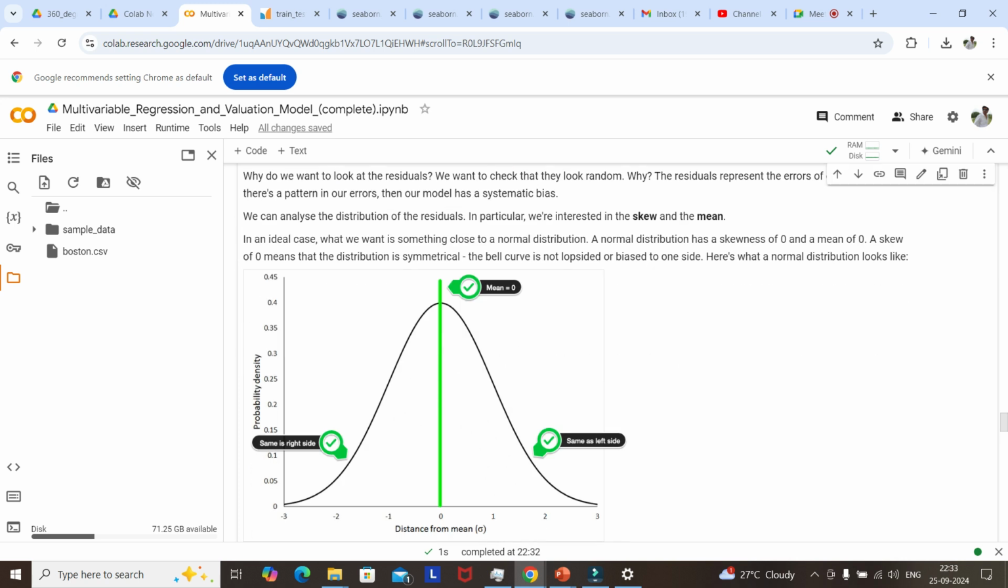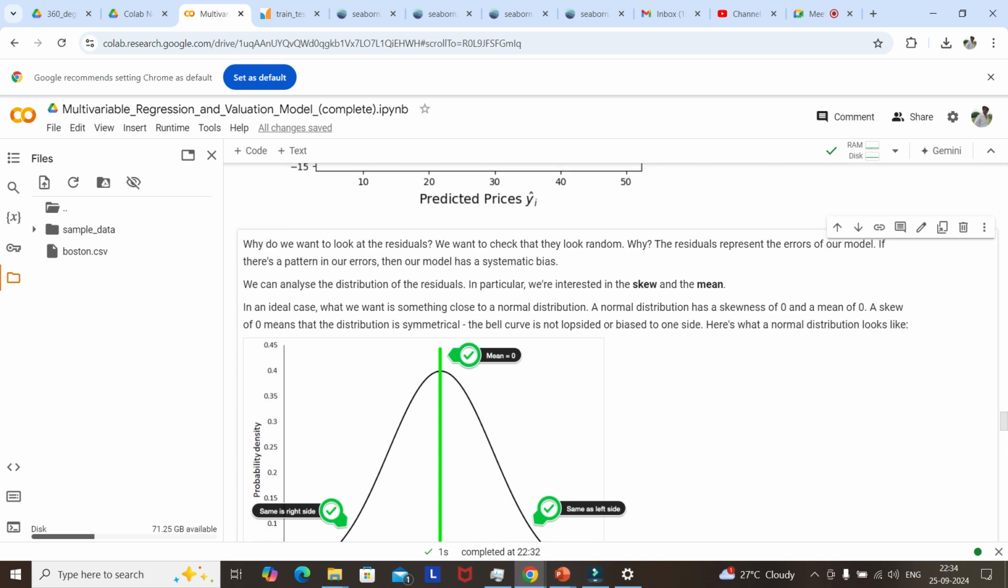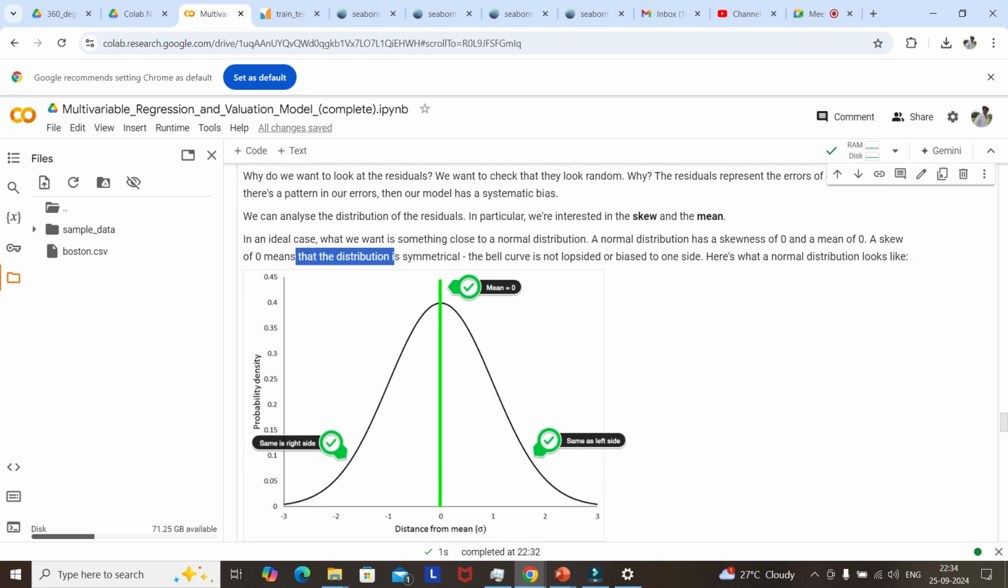In the ideal case, for example, if you draw a KDE plot on whatever data is available, the mean should be 0, and the distribution should be symmetrical. This side should be symmetrical to this side, so that it's a normal distribution with very little skew, and the mean should be near 0. So a normal distribution has a skewness of 0 and a mean of 0. When both are 0, it should look like this.